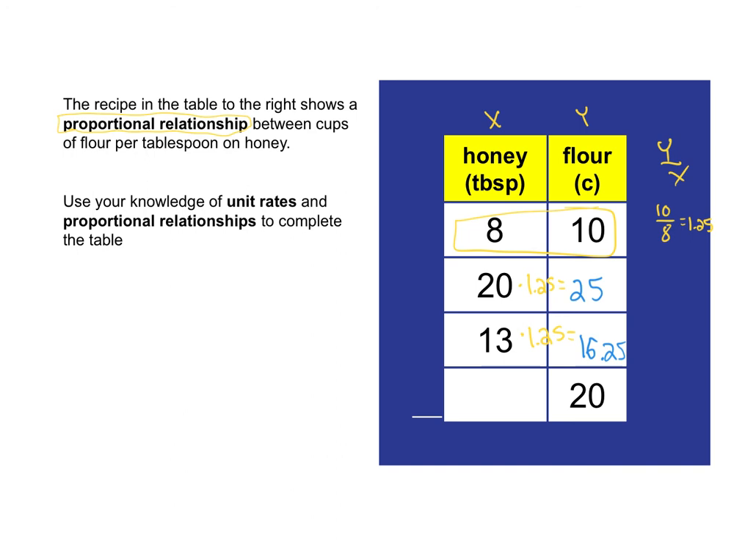So fact families: if I can multiply my x to get my y, that means I can divide my y to get my x. So on this side of the equation, I can divide. I can say 20 divided by that rate of change, that 1.25, and that will give me my x value of 16.